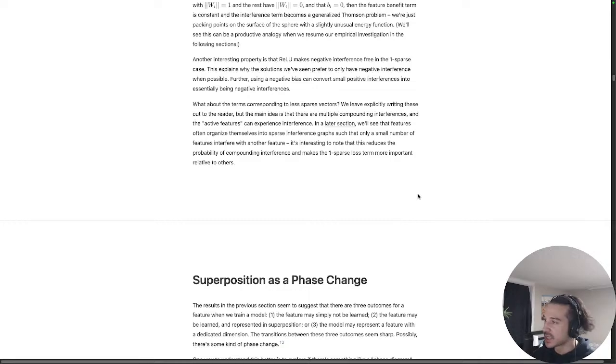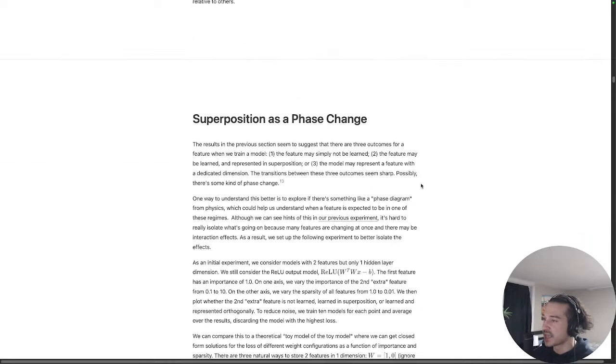We leave explicitly writing these out to the reader, but the main idea is that there are multiple compounding interferences, and the active features can experience interference. In a later section, we'll see that features often organize themselves into sparse interference graphs, such that only a small number of features interfere with another feature. It's interesting to note that this reduces the probability of compounding interferences and makes the one sparse loss term more important relative to others. Superposition as a phase change.